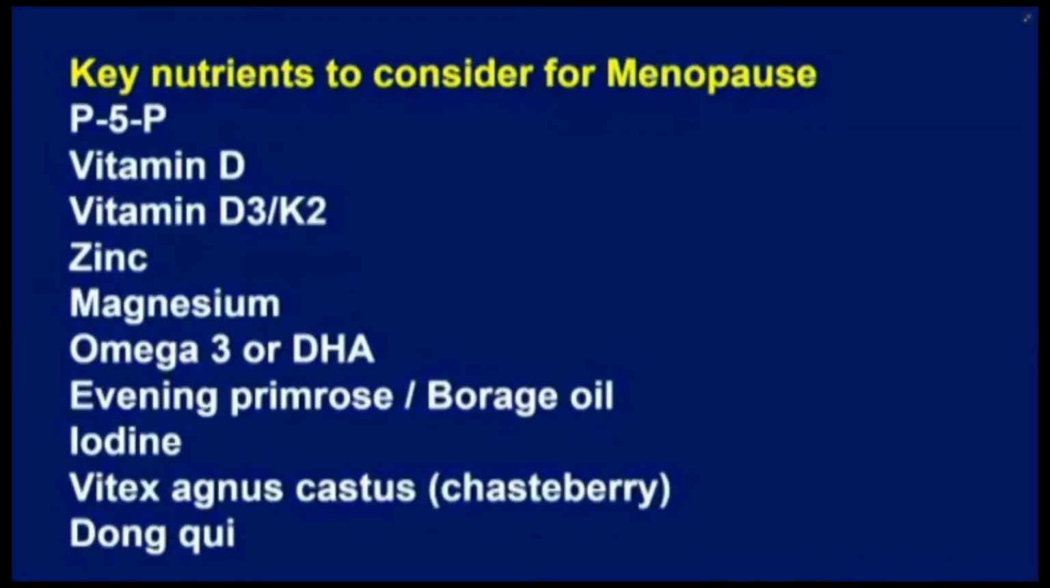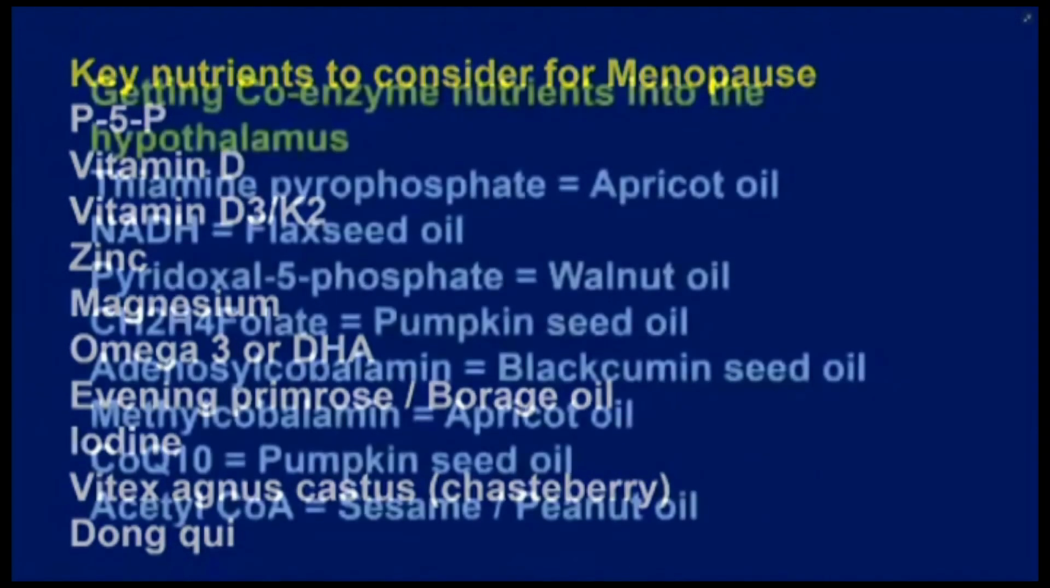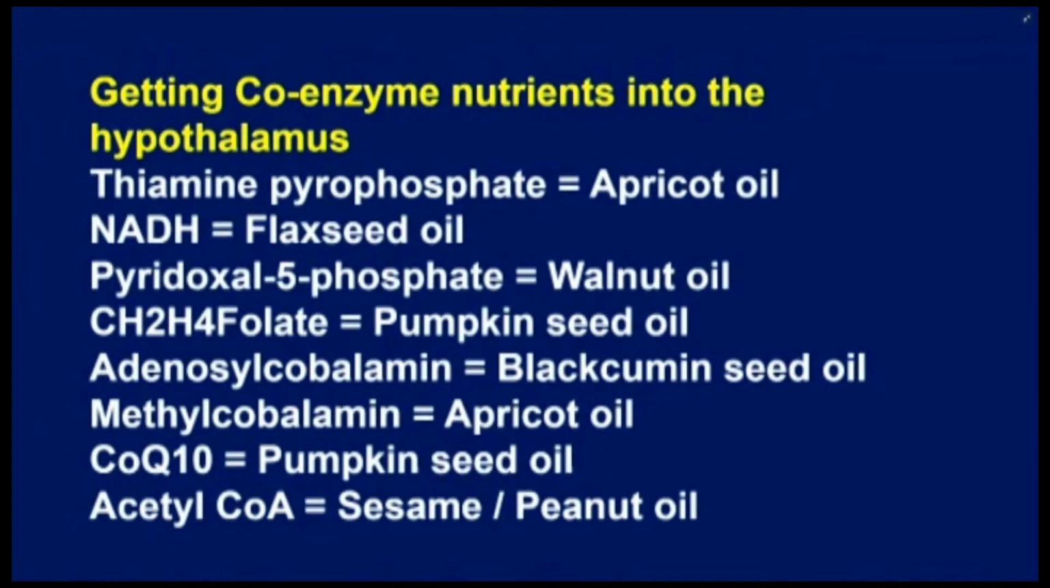So key nutrients to consider overall for the menopause: pyridoxal 5-phosphate, vitamin D, vitamin D3, K2, zinc, magnesium, omega-3, DHA, evening primrose borage oil for omega-6, iodine, Vitex agnus-castus or chasteberry is a good herb, as is the Chinese herb Dong Quai. So getting coenzymes, something just to add here, getting coenzymes into the hypothalamus.